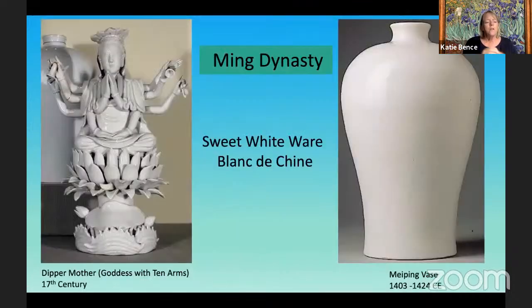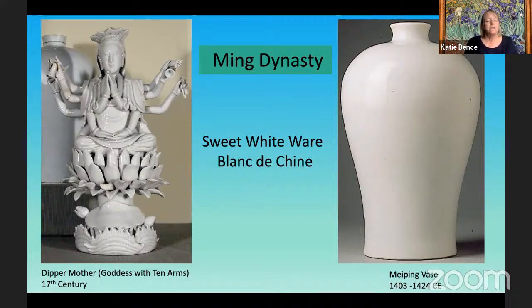The work of art on the right is the Dipper Mother. Oh, on the left, sorry. The work of art on the left is the Dipper Mother. And this Taoist mother goddess, whose cult arose in the 15th century, reveals the importance of astronomy in Taoist practice.